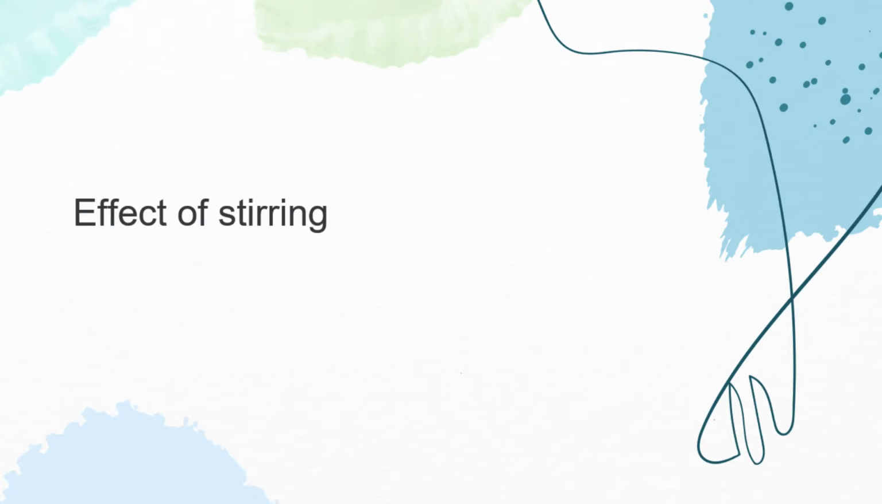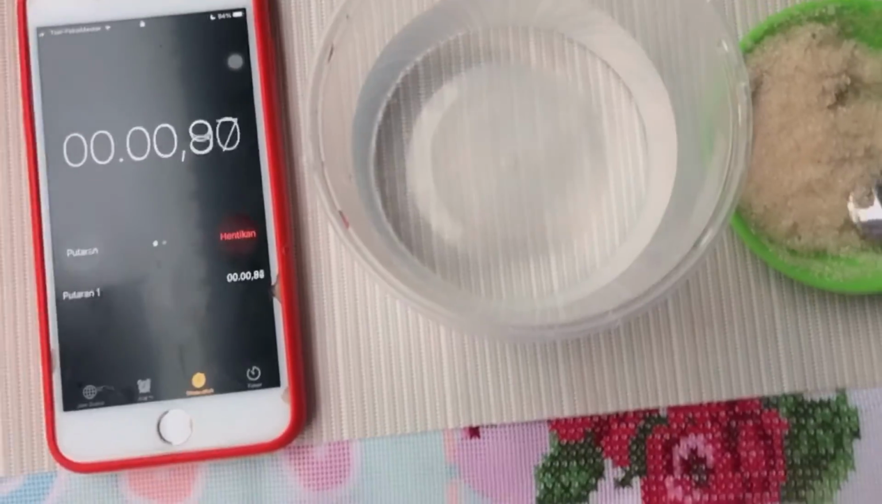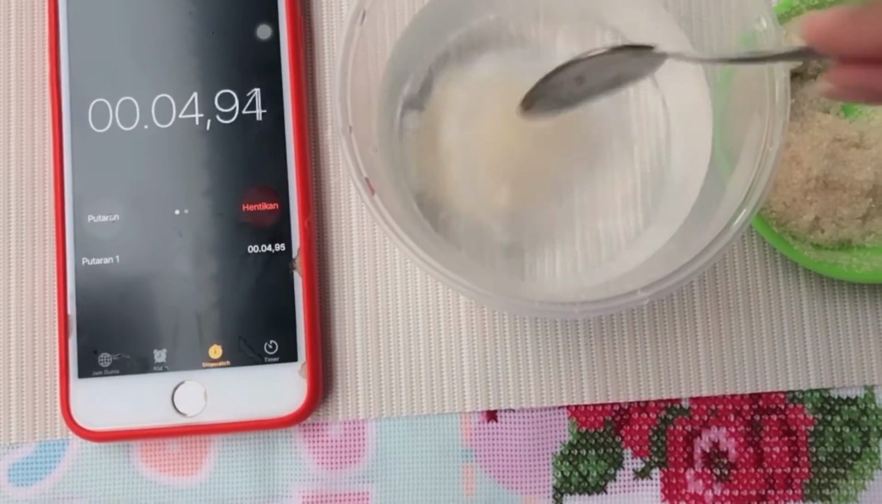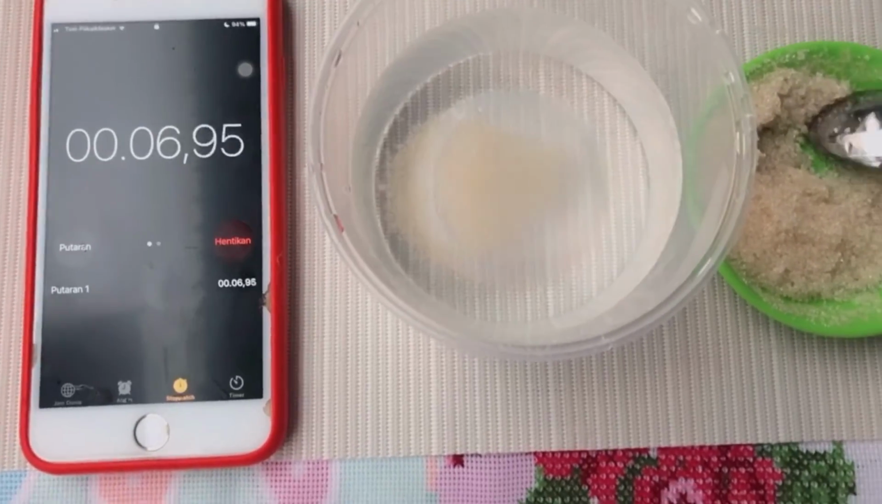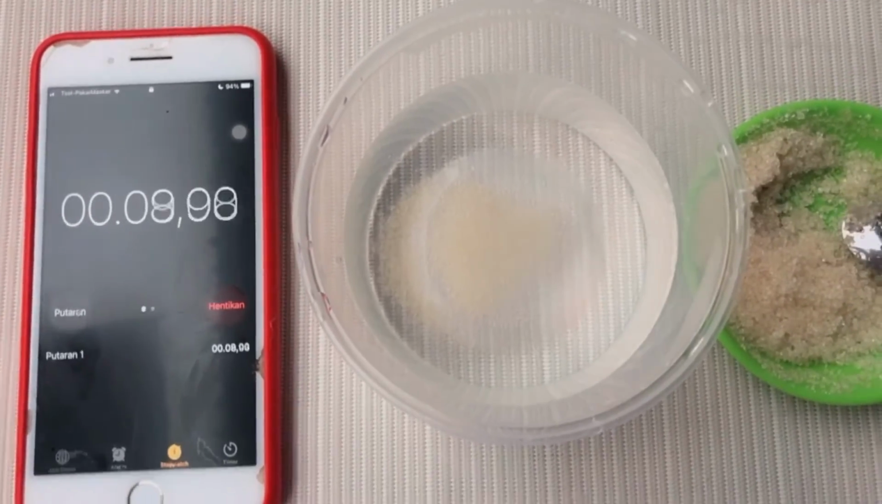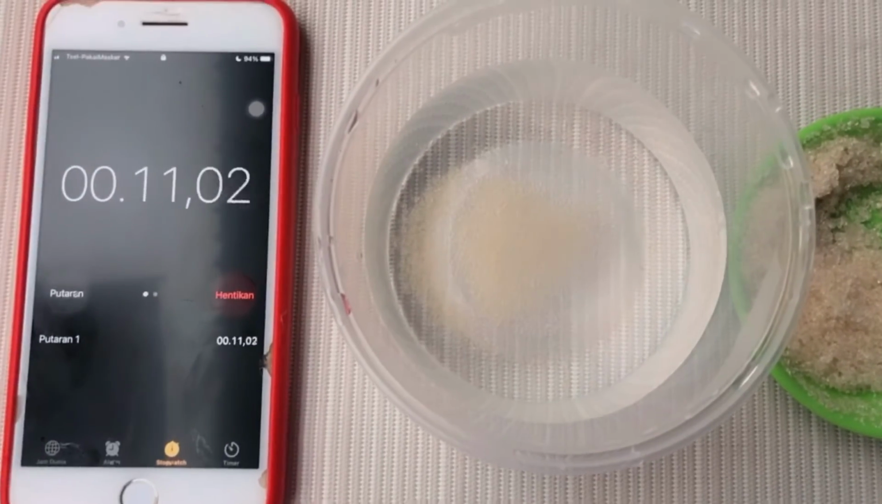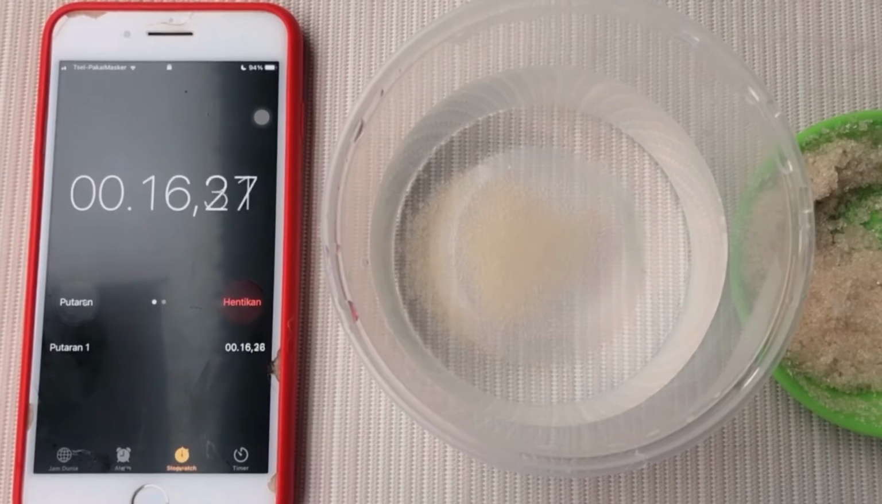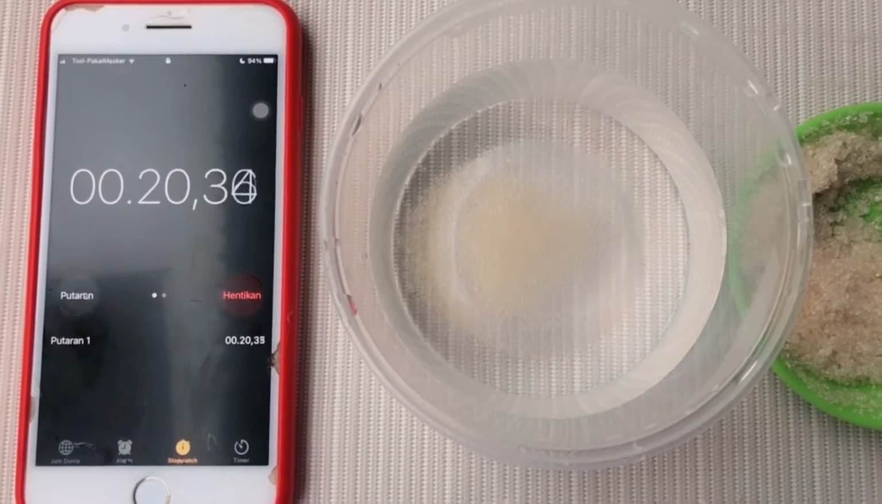The next step is the effect of stirring, using an experiment with stirring and without stirring. In the first experiment, I am doing the experiment without stirring. I already filled the glass with half a glass of plain water, and then I add a spoonful of sugar, and then I record the time with a stopwatch until the sugar dissolves.